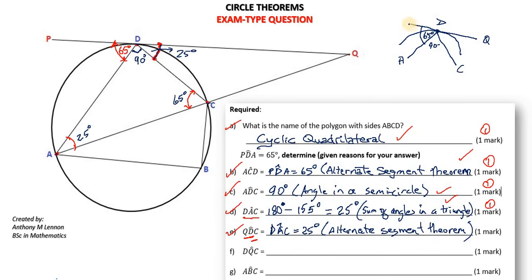So if you notice, this line PDQ is a straight line, correct? I mean, it doesn't look like a straight line, but it's just a sketch. It's a straight line that we have there, right? Line PDQ is a straight line. We have part of it which is 65.